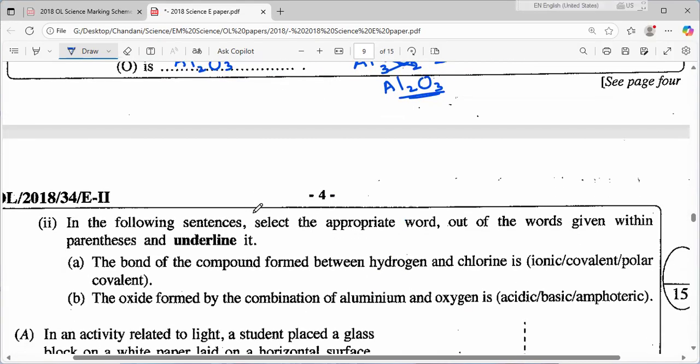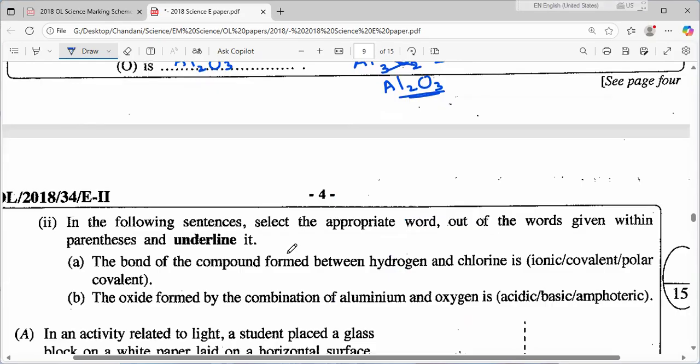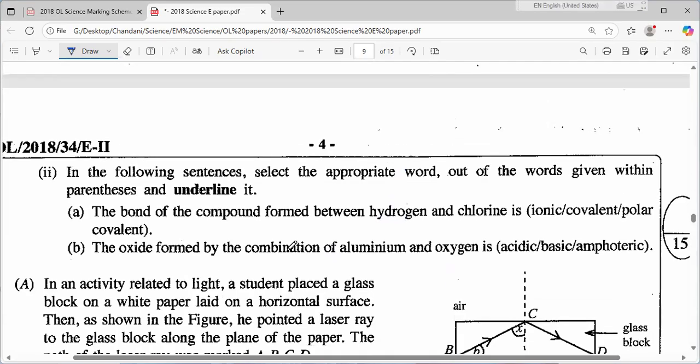Then the second one: in the following sentences, select the appropriate word out of the words given within the brackets. The bond of the compound formed between hydrogen and chlorine is covalent. Hydrogen is always forming covalent bonds. Remember that one.